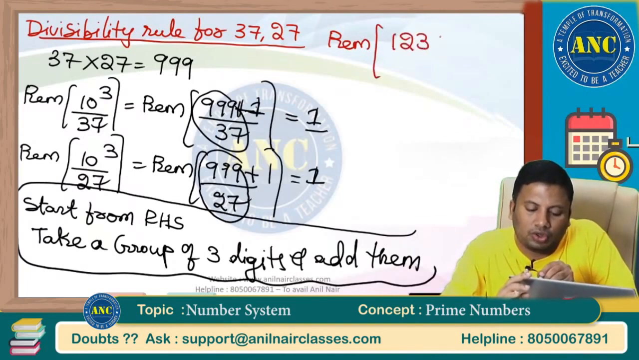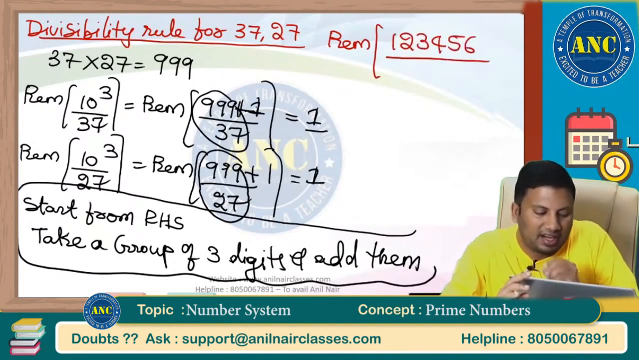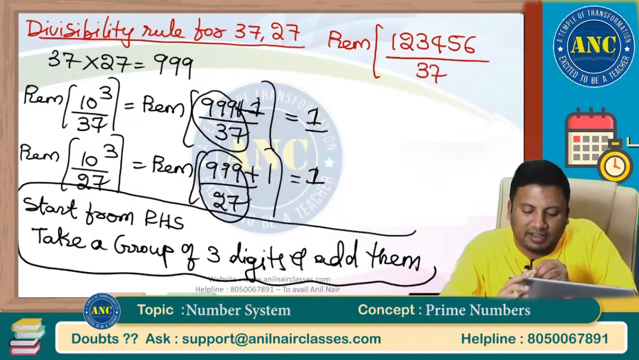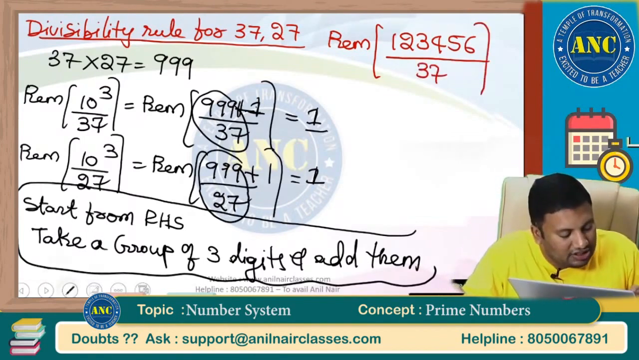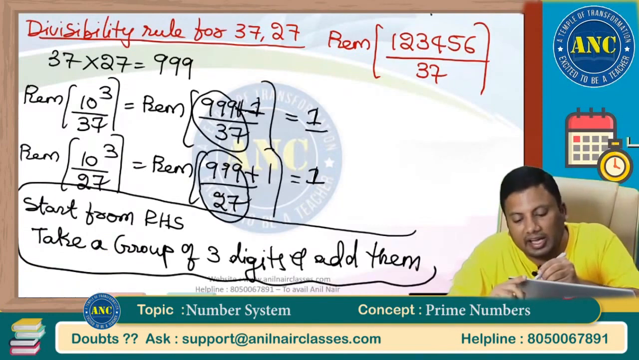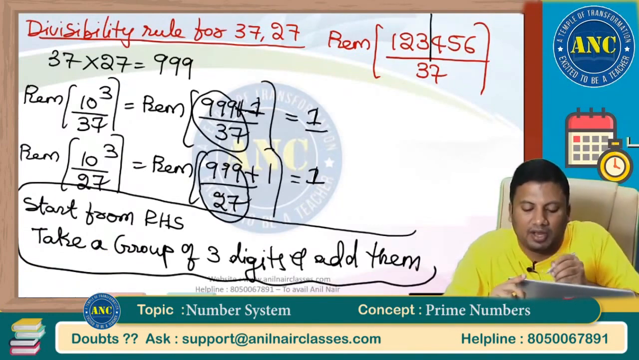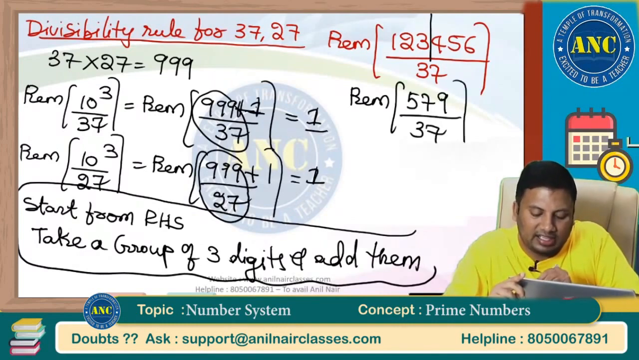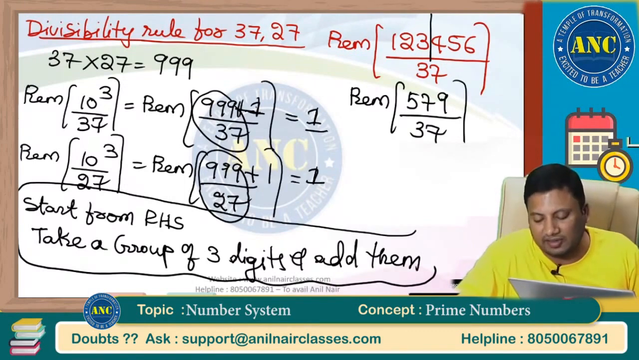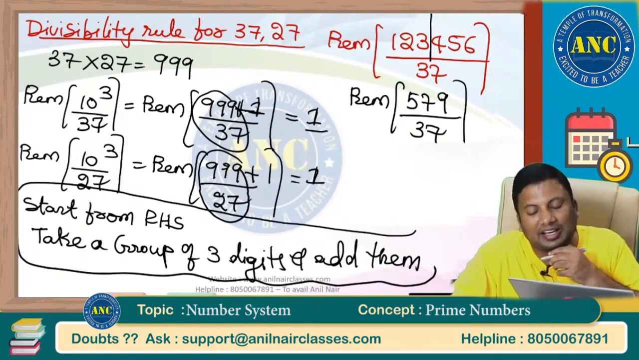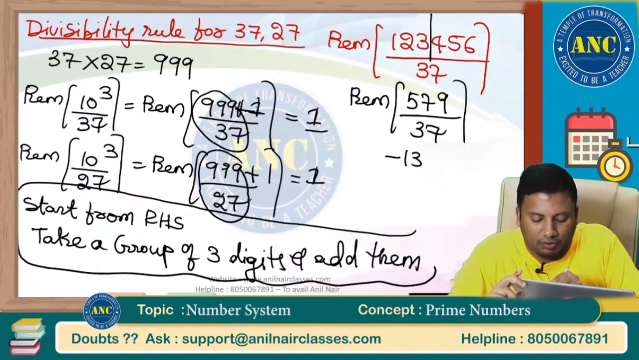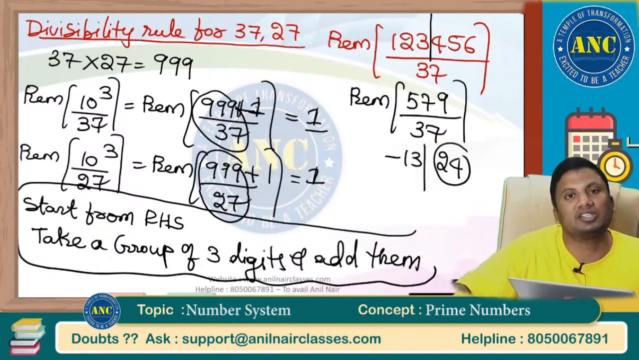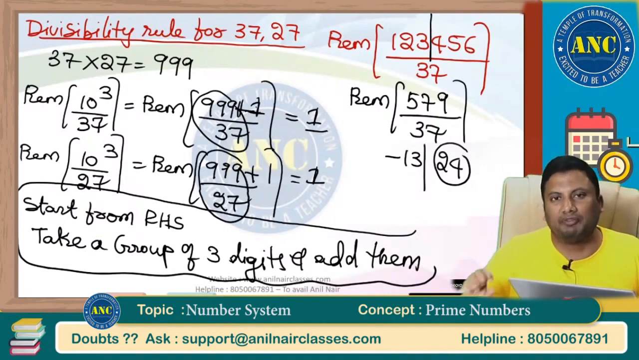Remainder of 1, 2, 3, 4, 5, 6 divided by 37. Take a group of 3 digits and add them. 456 plus 123 is 579 divided by 37. 37 sixes are 222, 37 fifteens are 555, remainder 24. Negative remainder 13, positive remainder is added with the denominator, 24.